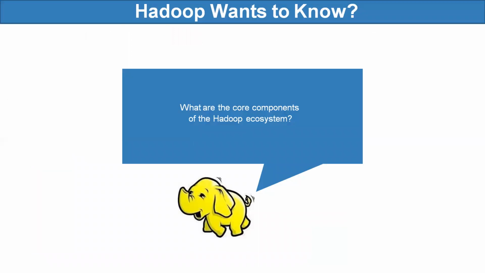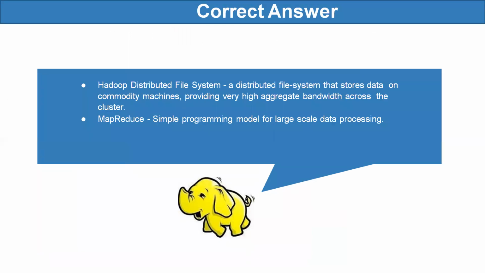Now, what are the core components of the Hadoop ecosystem? The fundamental reason we talk about the core components is that the ecosystem works based on the Hadoop distributed file system and MapReduce. So basically the core components are the Hadoop distributed file system, which is a distributed file system that stores data on commodity machines, providing very high aggregate bandwidth across the cluster. And MapReduce is a simple programming model for large scale data processing.